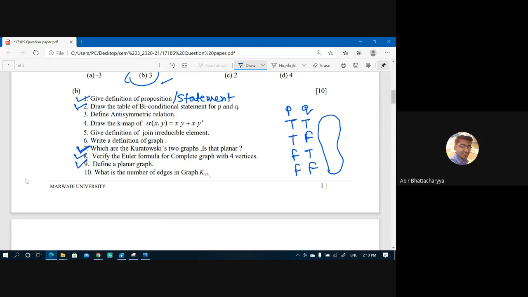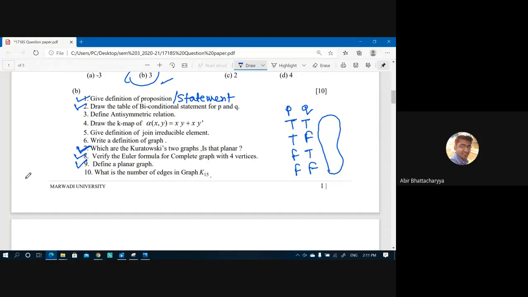Okay, so let's check the answer first. David says a planar graph is a graph that can be embedded in a plane. So it cannot be embedded in any plane, right, David? If I embed it in a plane where we can make the edges cross over, that is not a planar graph, right? So you have to write that it's a connected graph.